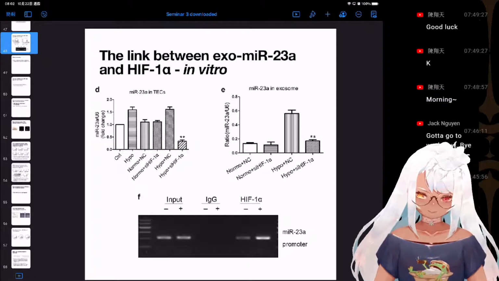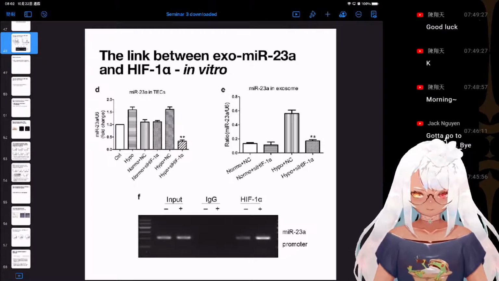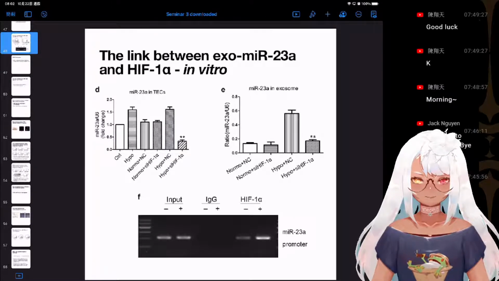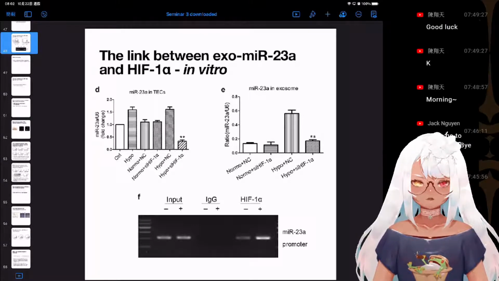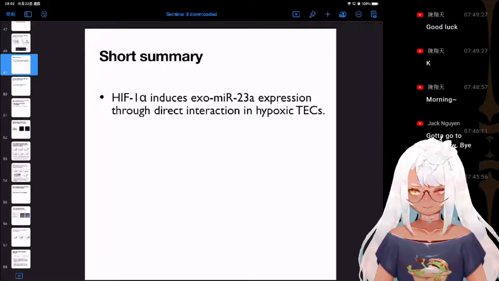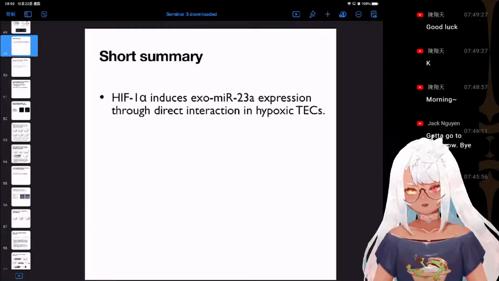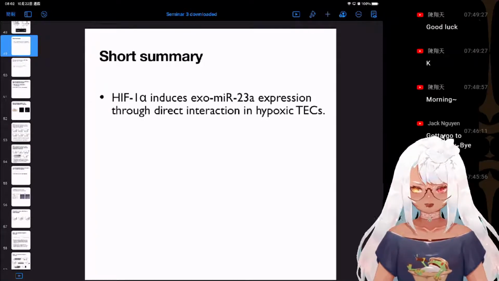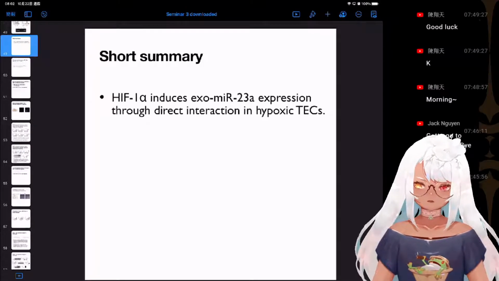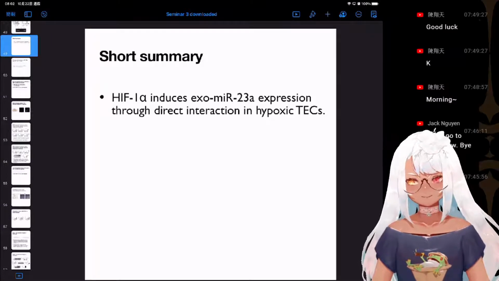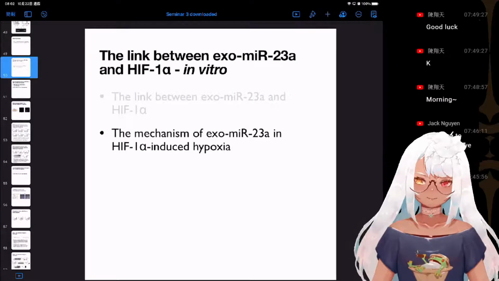Okay, so in the ChIP assay, we can also confirm that HIF1 alpha will occupy the promoter. So the short summary here is that HIF1 alpha will induce expression through direct interaction in the hypoxic TECs.